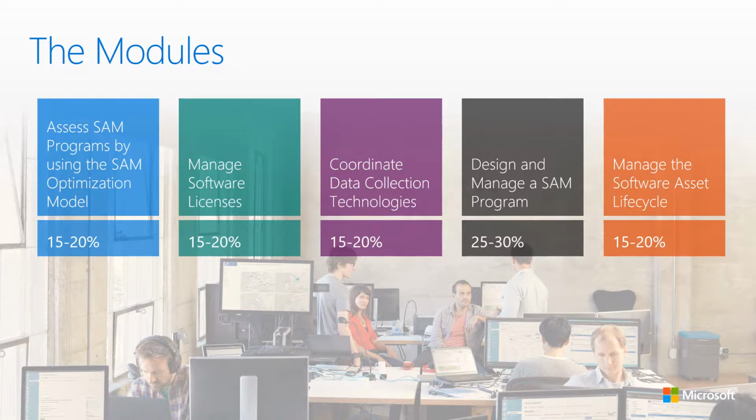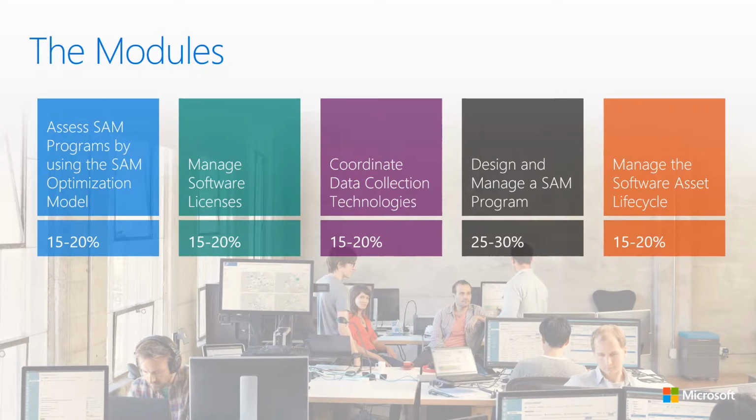So what is included in the exam? Well, the content of the first module is understanding what the SAM optimization model, or SOM, is, and how it's used to assess an organisation's SAM maturity. This is a good module to have first, since we refer back to SOM in all of the other modules. Module 2 is entitled Manage Software Licenses, and this takes you through the main activities of a SAM baseline review. So that's collecting inventory and license entitlement information and performing a reconciliation.